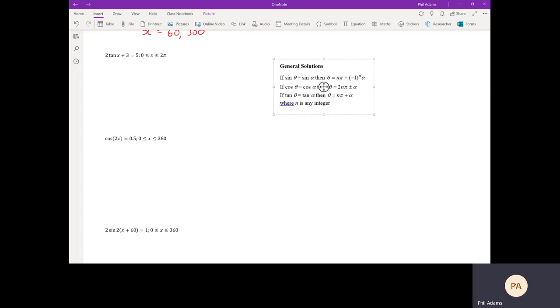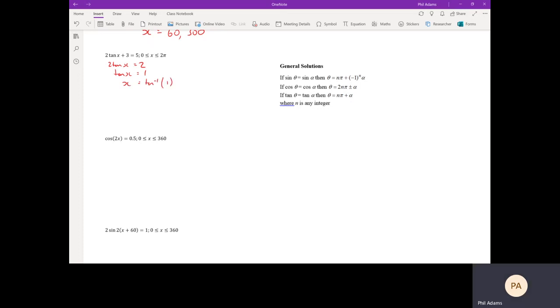With these ones here, you can see there's a couple of things that we have to undo. We're trying to get the trig function isolated by itself. So the first thing I do is take away the 3, then divide by 2. And now I've isolated it, I can now do my inverse tan.